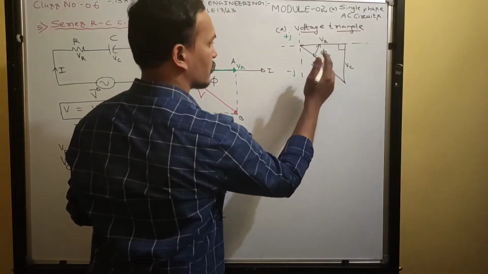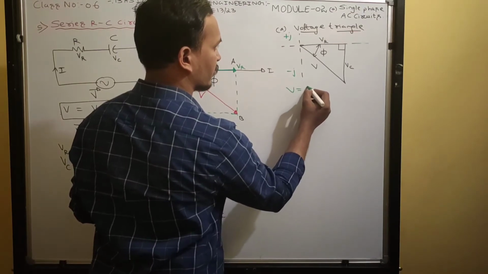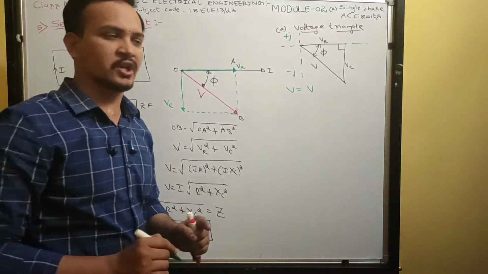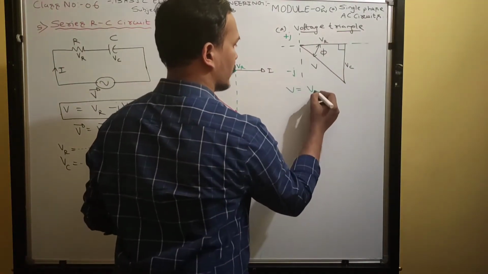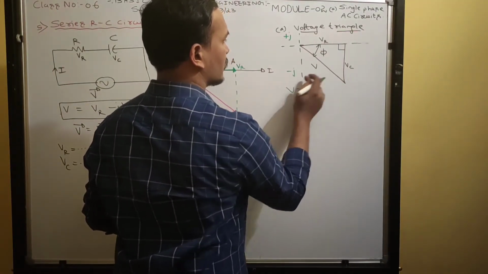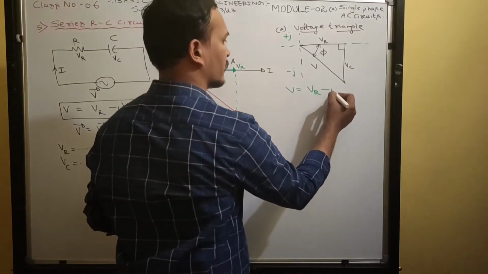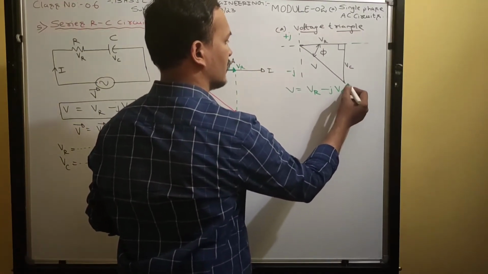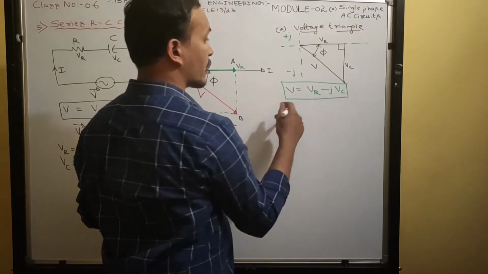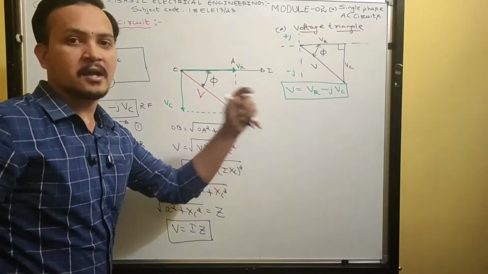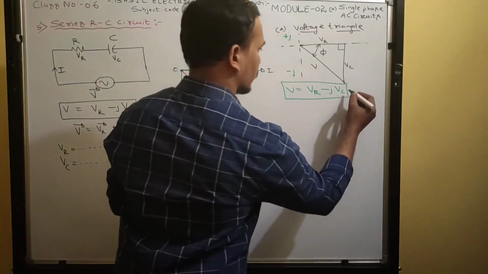Now represent this voltage triangle in rectangular form. In rectangular form we have two parts, real part and imaginary part. What is the real part? VR. What is imaginary part? VC. Where it lies? Minus J axis. Therefore we can write minus J VC. So this is the overall voltage connected across the circuit in rectangular form.